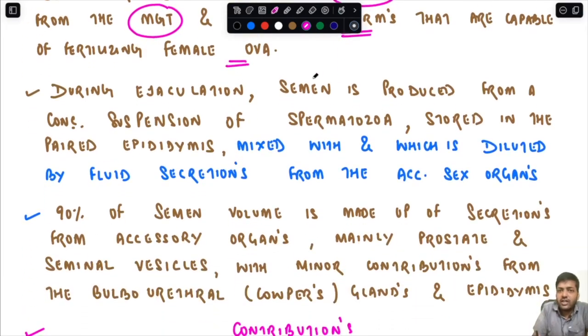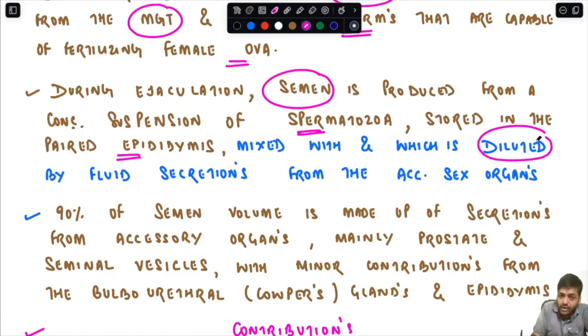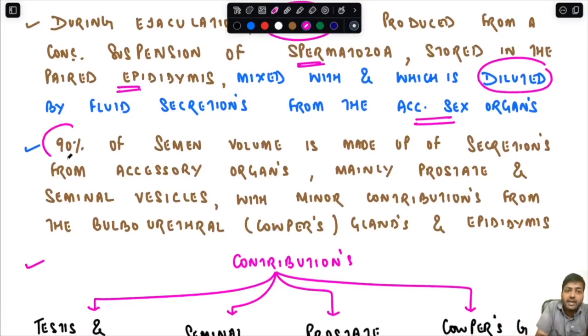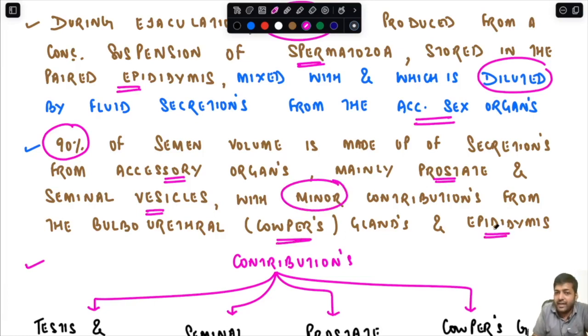Now, during ejaculation, the semen is produced from a concentrated suspension of spermatozoa which is first stored in the epididymis. It is subsequently mixed with, as well as diluted by, the fluid secretions from the accessory sex organs like the prostatic gland and the seminal vesicles. Remember, 90% of the semen volume is made up of secretions from the accessory organs, mainly the prostate and the seminal vesicles, with minor contributions from the bulbourethral or Cowper's gland and the epididymis.